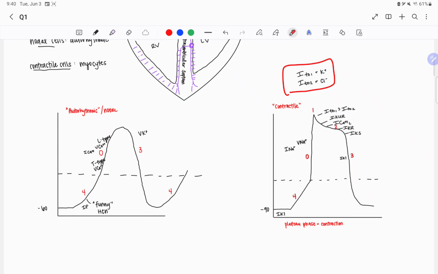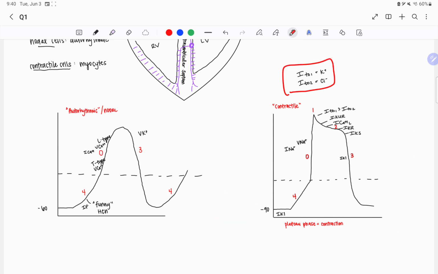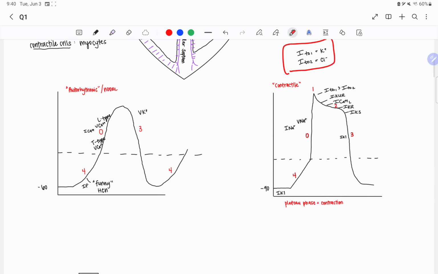Okay, so we have these two different types of cells. We have autorhythmic and we have the contractile cells. Okay, I'm going to start with the autorhythmic. These are kind of different from what we've talked about in the past, right? Usually we have a resting membrane potential someplace that it sits at, and then it has a graded potential, and then it has an action potential, and then it comes down and it hyperpolarizes for just a second, and then it reaches RMP again, and then it can have another graded potential, action potential, right? That's kind of what we're used to looking at. Now these, however, these autorhythmic or nodal cells are different.